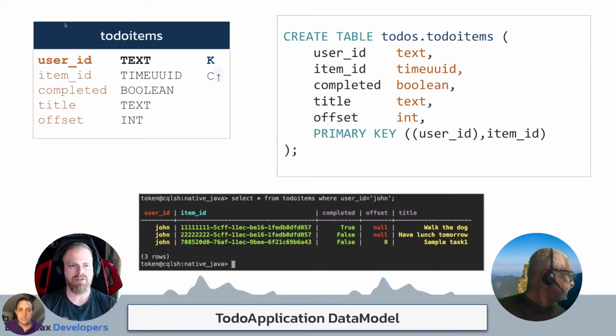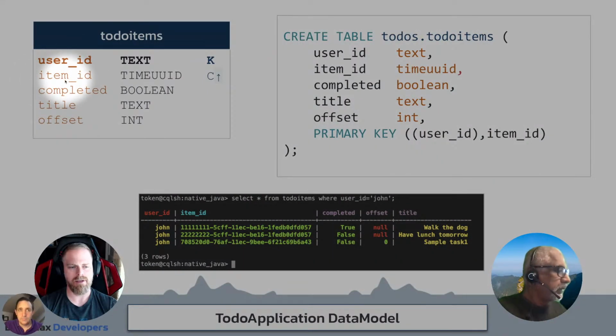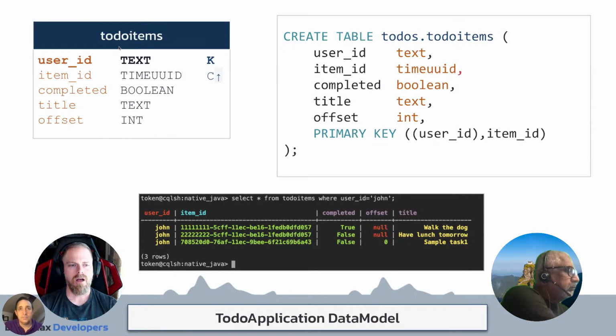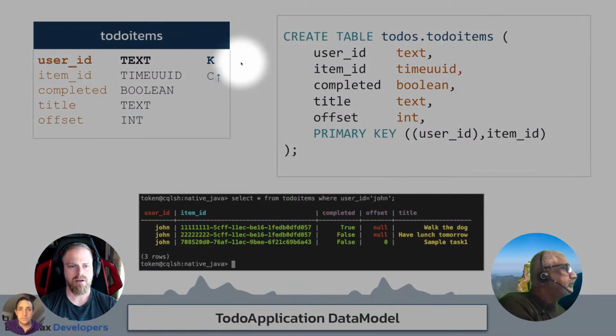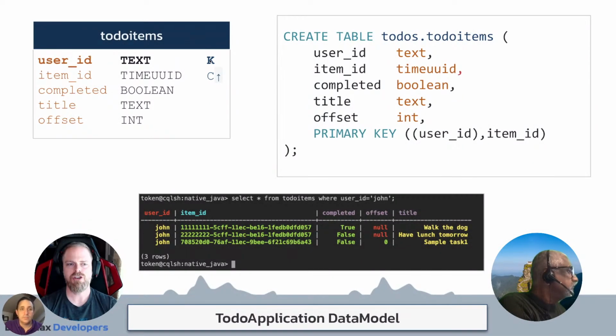Now, if you take a look at the left-hand side, these fields should look familiar. These are the ones we were talking about in the to-do app itself. Notice that user ID here has this K. That just means partition key, right? So I'm going to partition by my user ID, and that way, for any particular set of to-do items for a user, I can just make one read and I'm going to get all of those to-do items back.